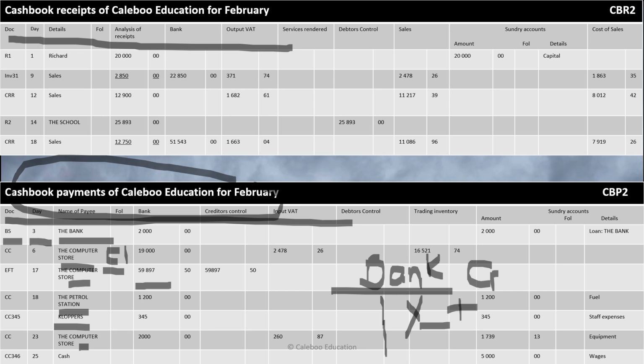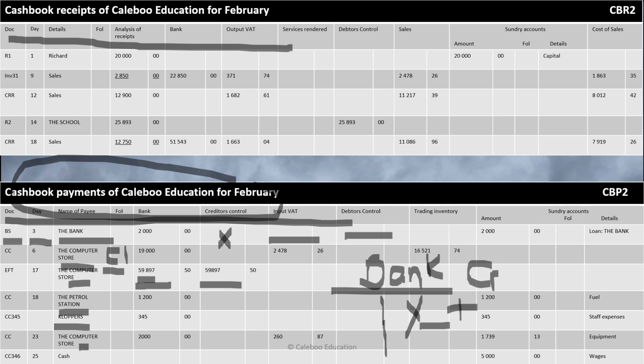Then there are columns after bank, because the one account will always be bank with all these transactions, because they're cash transactions. We have a column for creditors control, accounts payable, because we're going to pay a creditor. Once again, when does an item have its own column? If a transaction happens on a regular basis, it will have its own column. There's a column most of the time, if VAT is involved, for input VAT, which is VAT we can claim.